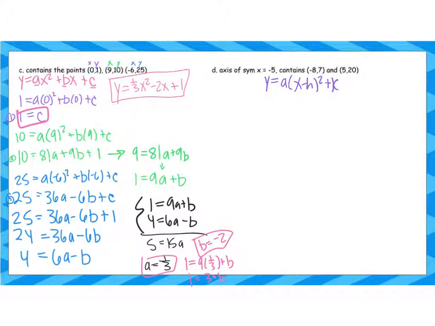Because the only information I know besides those 2 points is the axis of symmetry. And the axis of symmetry is our h value. Well, in order to have something in vertex form, I need to know both the a and the k, which means I have 2 variables. Well, since there's 2 variables, I need 2 equations. So I'm going to plug in x and y.